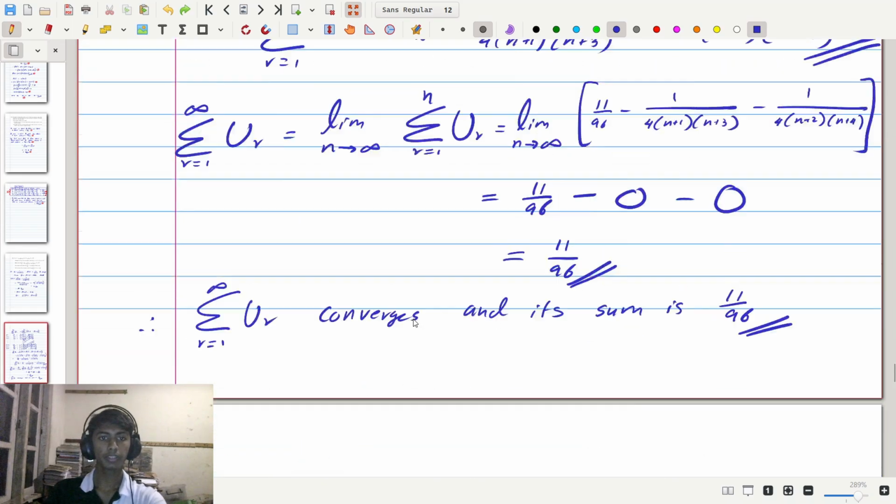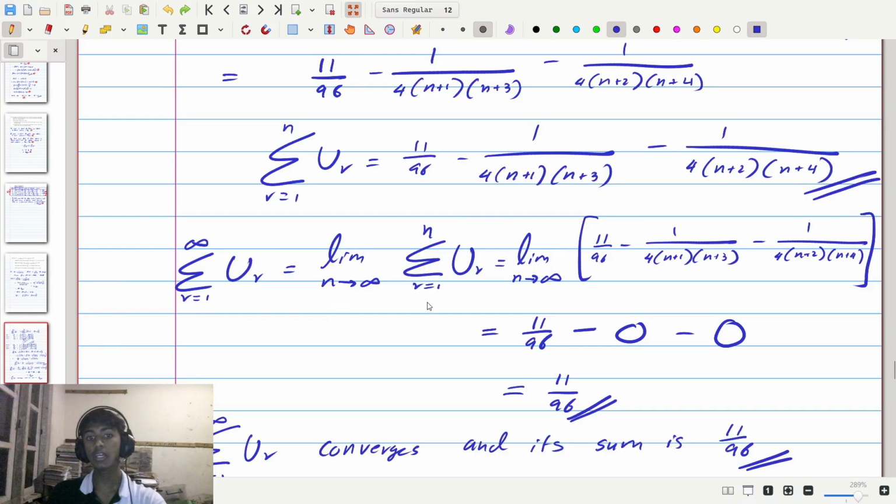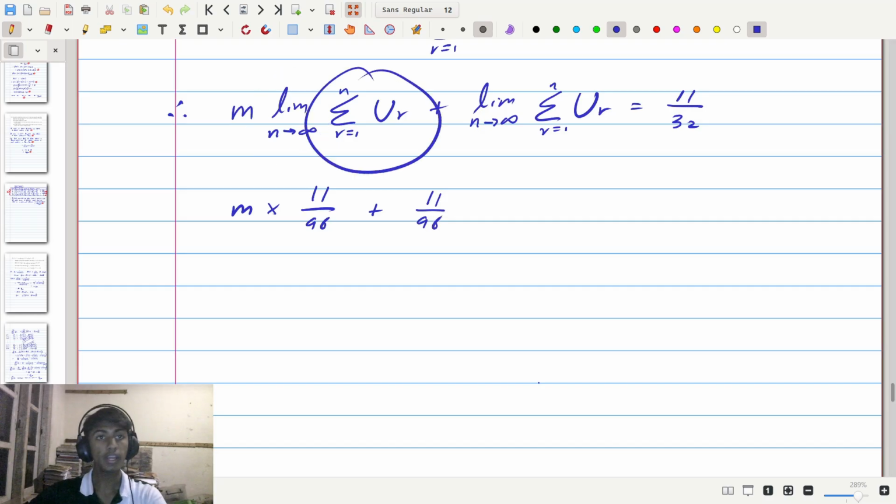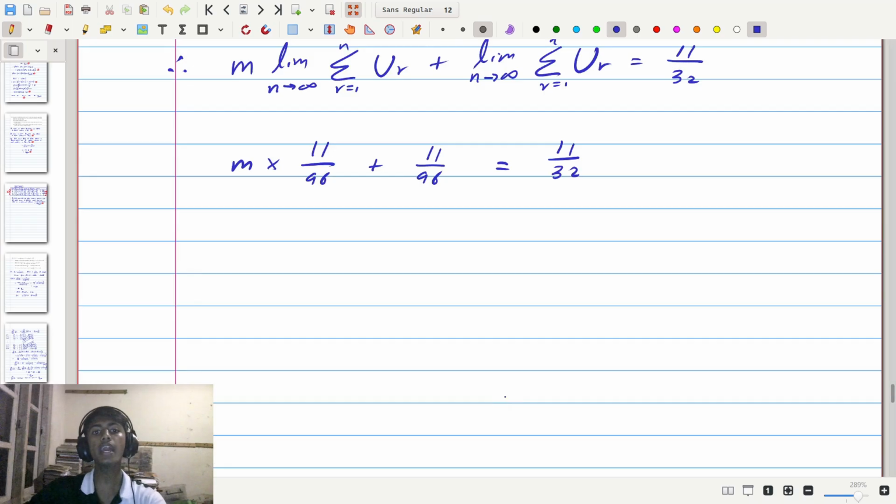Now here we can see we have m times this value and that same value here, and as we know, the limit as n approaches infinity of the sum from r equals 1 up to n of u of r is equal to 11 over 96. So what I can do is directly substitute in 11 over 96 here and plus 11 over 96 here, and that is equal to 11 over 32. Now if we divide everything by 11 over 96, we're going to have m plus 1 here, and here if we divide, we're going to have 96 over 32 finally, and 96 over 32 is equal to 3.